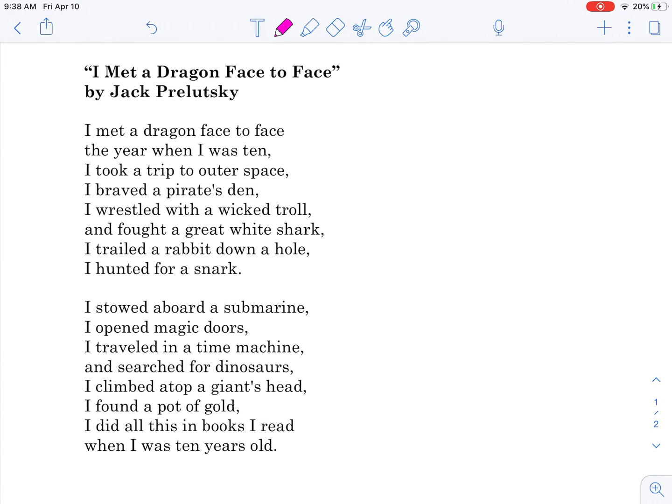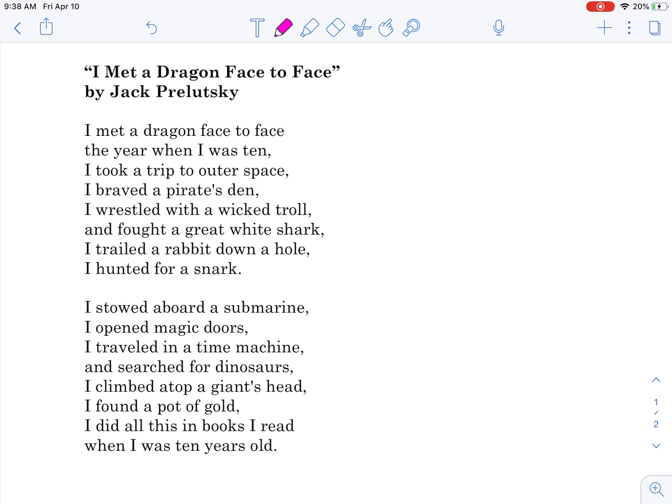Okay, so today I'm going to walk you through how to label the different structural elements of a poem. We are going to be using a poem called I Met a Dragon Face to Face by Jack Prelutsky. Before we even read the poem, I'm going to first start by going over what a line is and what a stanza is. These two structural elements focus on the physical appearance of the poem and how it's broken up, and it contributes to how the poet is choosing to build or craft this poem.